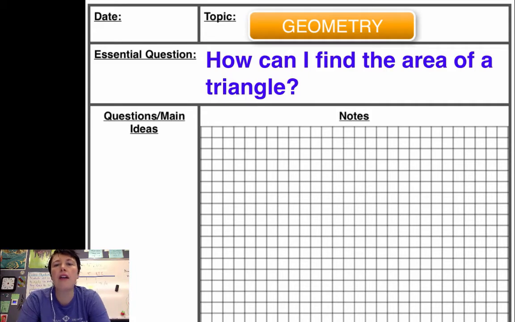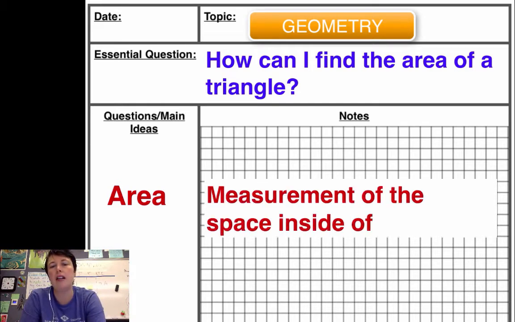And we are working on how can I find the area of a triangle. Something we really want to be good at, something we want to be able to remember and take with us through different grade levels, because at all different levels of math, there becomes a useful time for finding an area of a triangle. So just to kind of review, what is area?